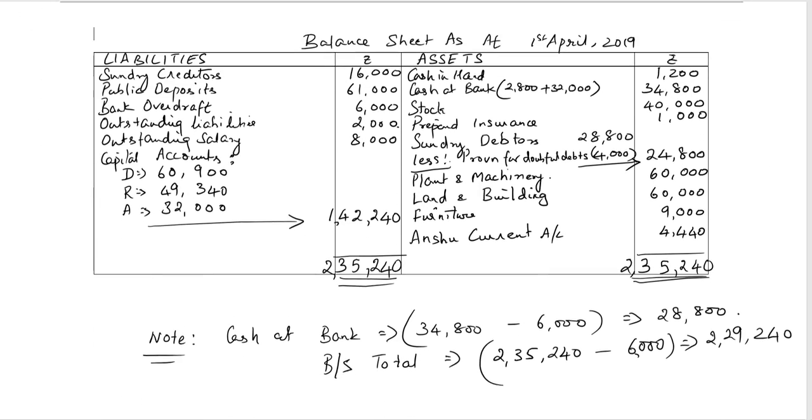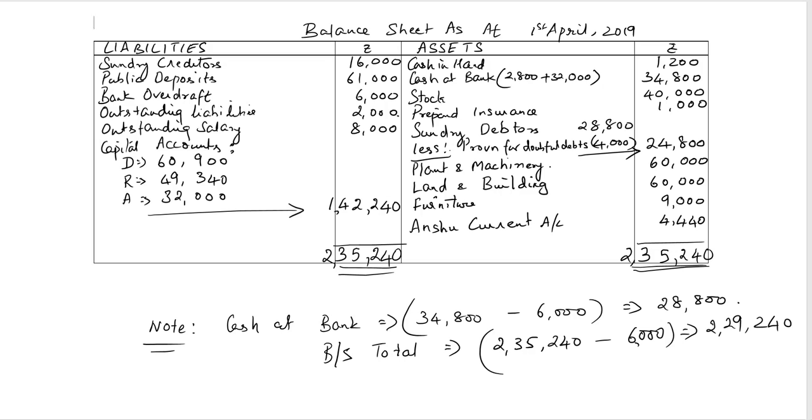This is the balance sheet which is prepared by us. Both sides tally with 2,35,240 rupees. And in case we choose to set off the bank overdraft 6,000 rupees against the balance of bank available, the balance sheet will total to rupees 2,29,240 rupees.